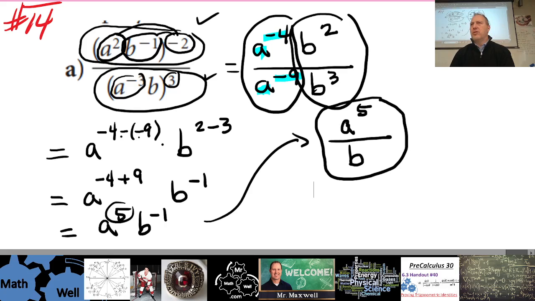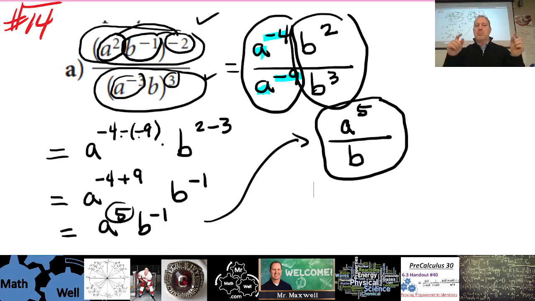It does say what exponent laws do you use, and of course we ran through those. The power to a power law, the dividing quotient law, and then the negative exponent law. Those are the 3 that we used. So that's 14A, a little simplification there.